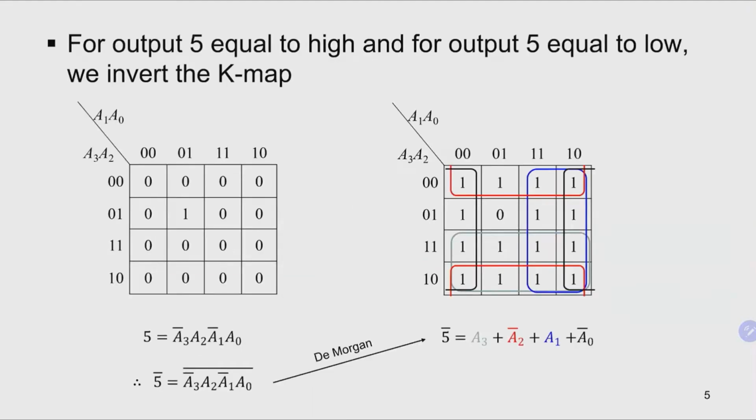If we now look at another output, in this case output 5, we're going to do this using the K-map. For output 5 to be equal to high, we have this K-map here. If we want output 5 to be low, then we want to invert the K-map.